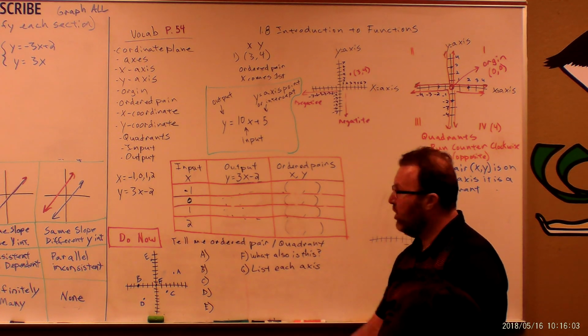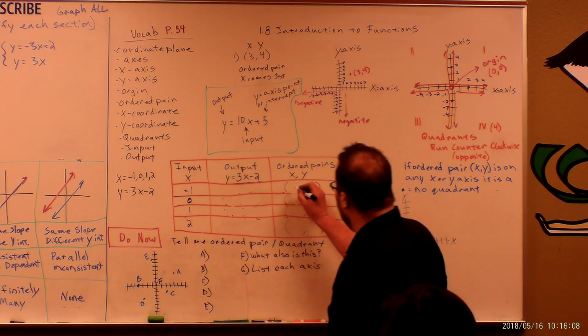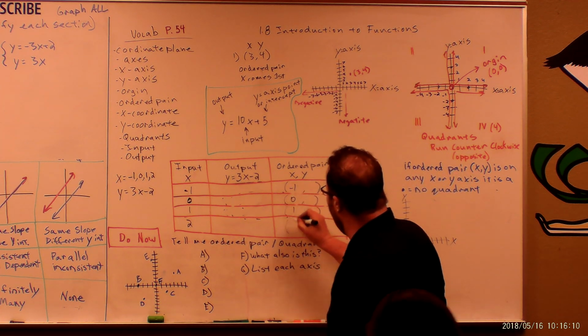Okay, from here, we know what our x's are, right? So let's go ahead and write them over here. -1, 0, 1, and 2.